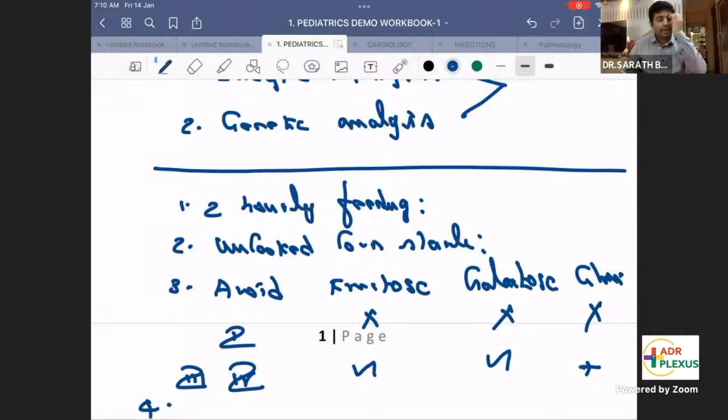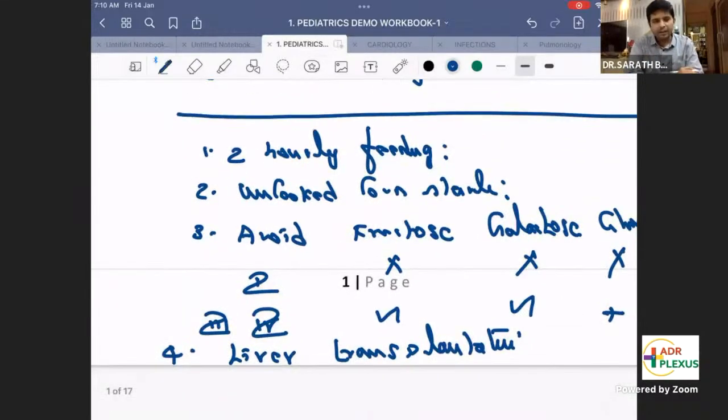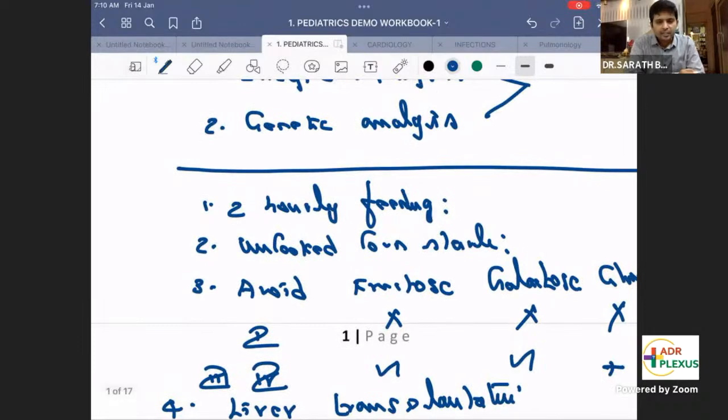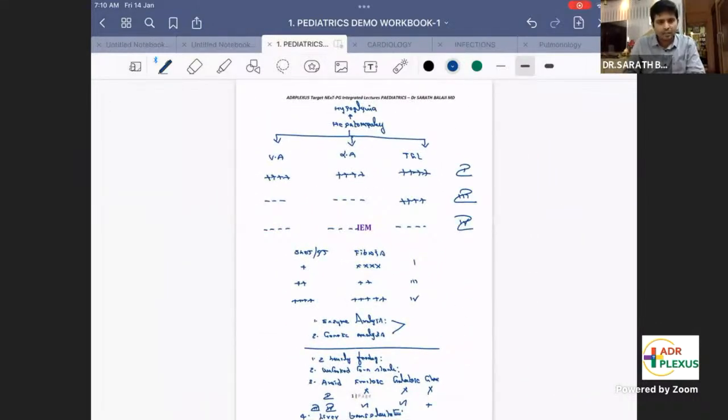Apart from that, what can be done? Right now we don't have enzyme replacement therapy. In type 1 and 2, frequent feeding and uncooked cornstarch. Whereas in type 4, the child will have cirrhosis and portal hypertension, so you need to go for liver transplantation. So this is the treatment for GST type 1, 3 and 4.